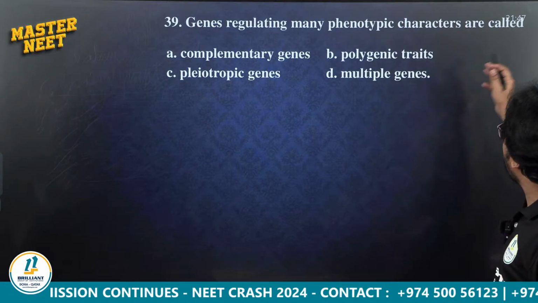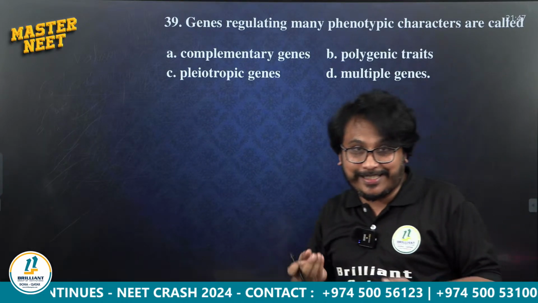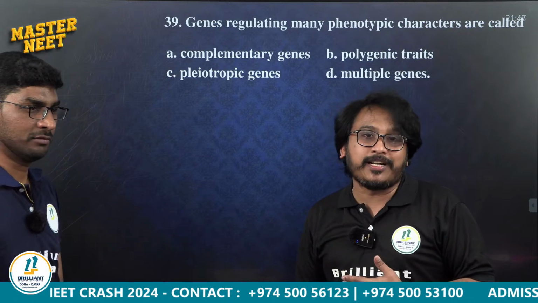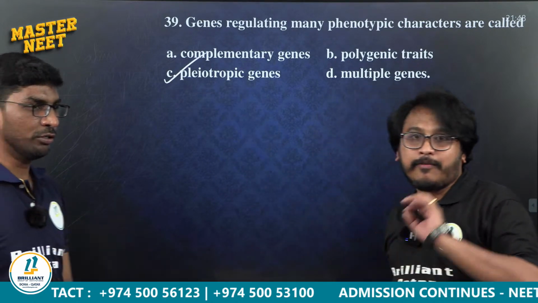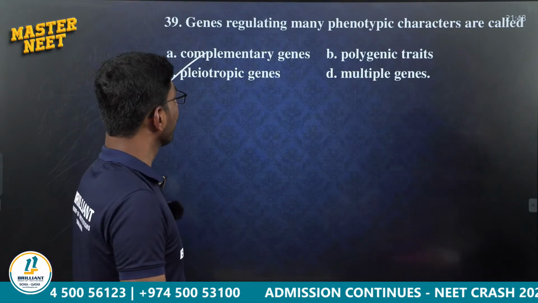Genes regulating many phenotypic characters are called pleiotropic genes. Just now I said one gene that produces multiple effects. That is phenylketonuria, which is an example of pleiotropic genes.